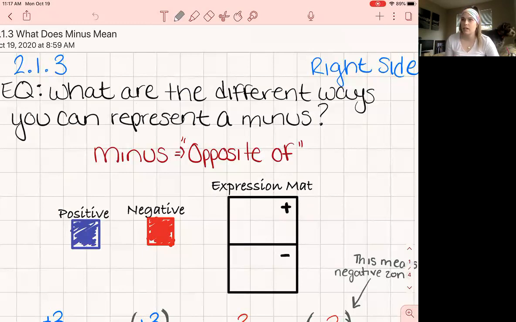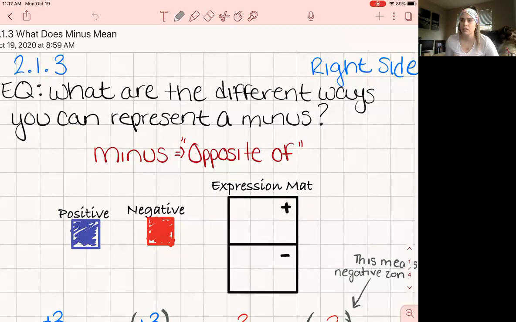So start by writing down your essential question for the day. What are the different ways you can represent a minus? And you might remember back when we were doing integers, I talked about using the word opposite of. That's going to become really important today. So when we say minus today and right now, we mean opposite of. So go ahead and get that written down. And then you can also copy the image below: minus, opposite of. I'll pause it quick so you guys have time to do that.